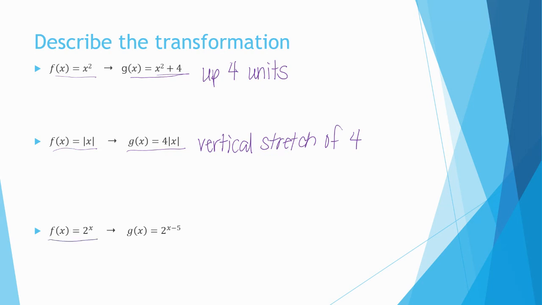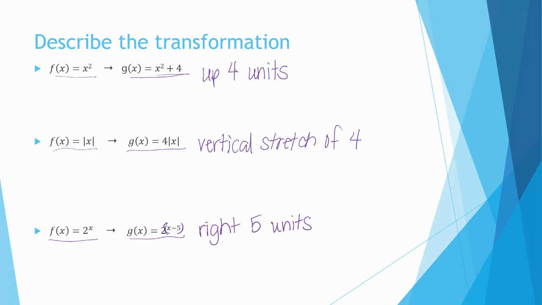Looking at this last one, I've got a parent graph of 2 to the x power. This time I have a -5, but notice it's in the exponent with the x. It's kind of the same as being in the parentheses or in the brackets. That means that I'm moving left and right. Now remember, it's the opposite. So because it's -5, I am moving to the right 5 units. Really pay attention to that because, again, it's kind of the opposite of what you think it should be. Right is minus and left is plus. Up is plus, down is minus, and then shrink or stretch is just a number, okay?